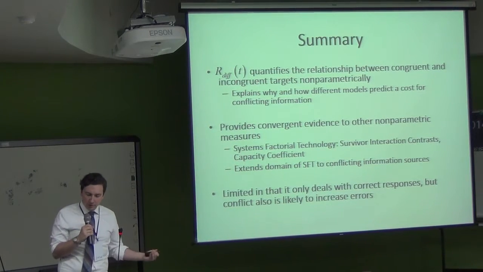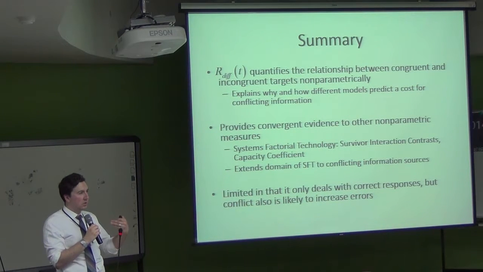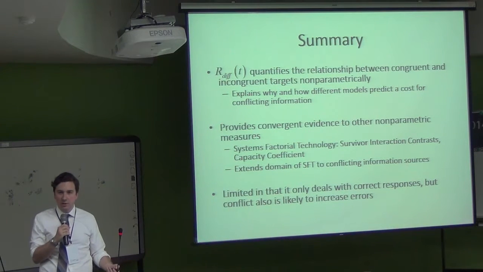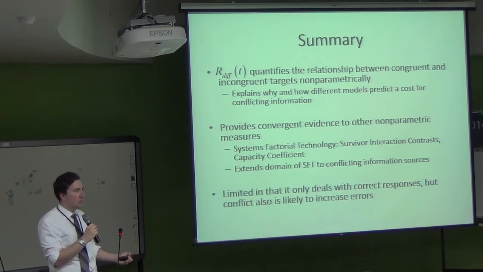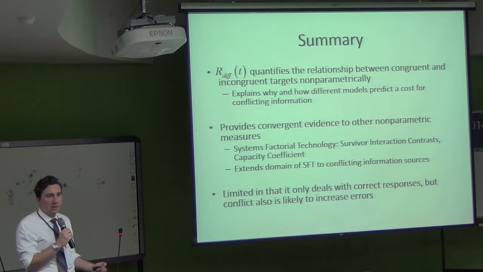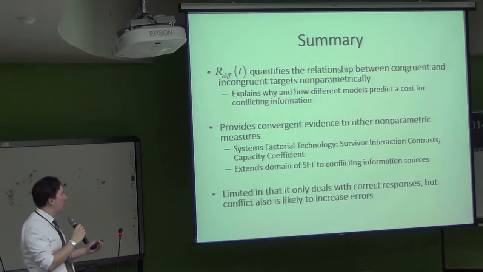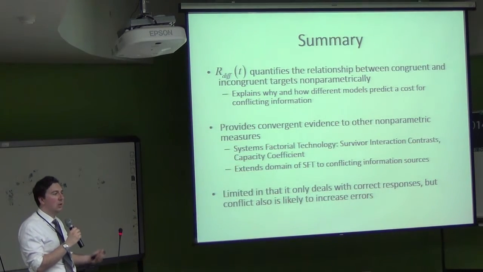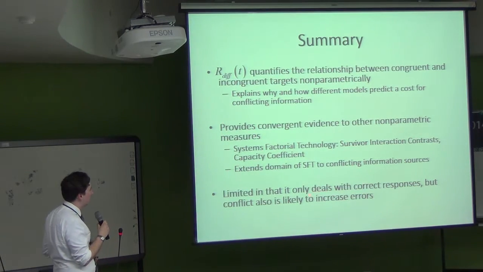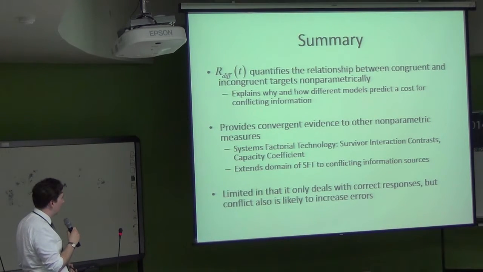It's limited in that it only currently deals with correct responses, but as I suggested, whenever you have this sort of conflict, it's likely to lead to an increase in errors as well. Certainly for the categorization tasks, accuracy was pretty high. We didn't have a lot of errors, so we could get away with applying this measure. Also in the flanker task and the Simon task, we didn't have a lot of errors either, but you could expect that under a lot of more realistic situations, when you have conflicting information, you're going to make mistakes. In which case, one point of development that needs to happen is we need to extend this type of theory to deal with accuracy and not just response time.